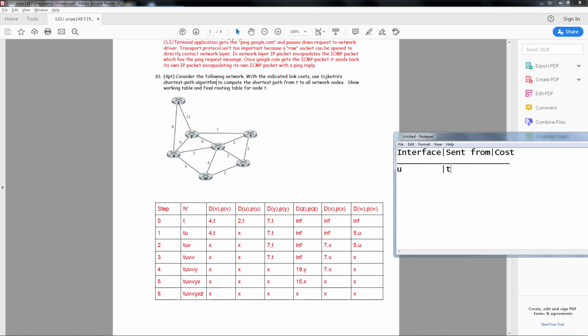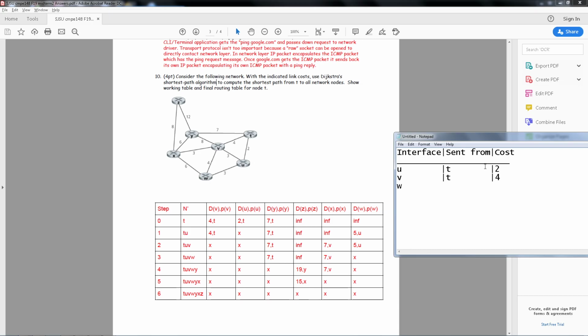So send that from T, right? And then the cost here is 2, as we can see there. And then interface, let's say V. Again, this is likely to be from T, so right there, and then it's a cost of 4. And we can see that here, that is true, from T to U, and then V is the next one.